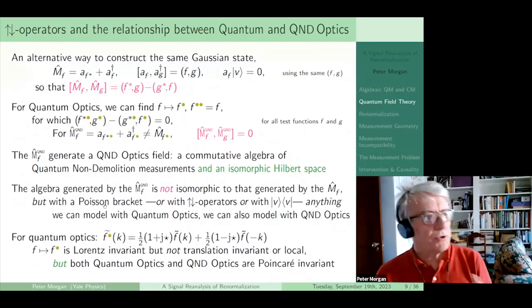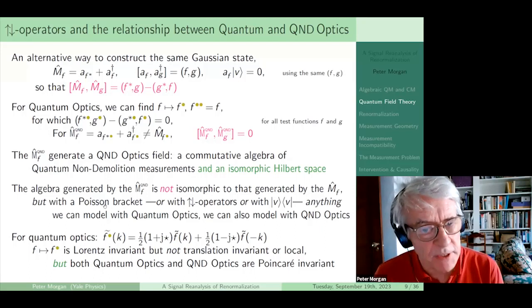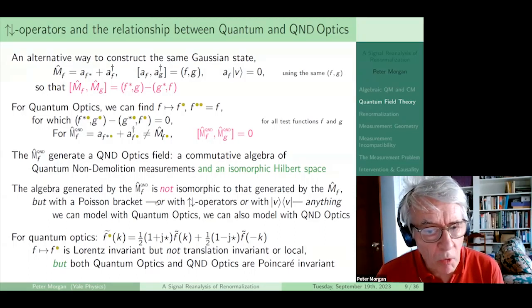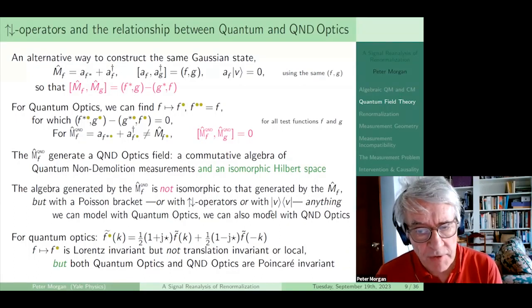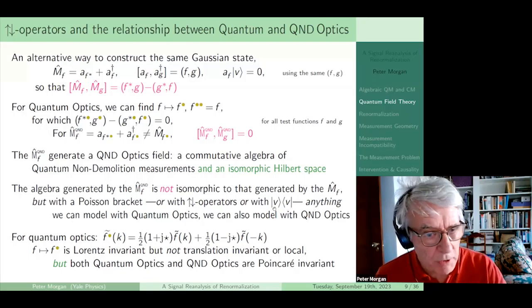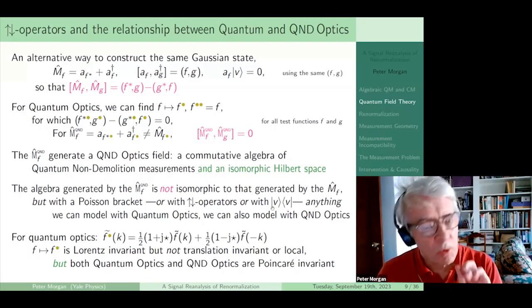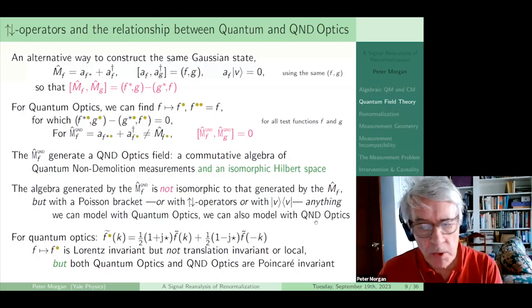But if we're willing to introduce a Poisson bracket, which is not an unreasonable thing to do, given that this is purely commutative structure, or if we're willing to use raising and lowering operators freely, or if we're willing to use the vacuum projection operator, any of those three constructions will allow us to model anything that can be modeled in quantum optics with QND optics also.